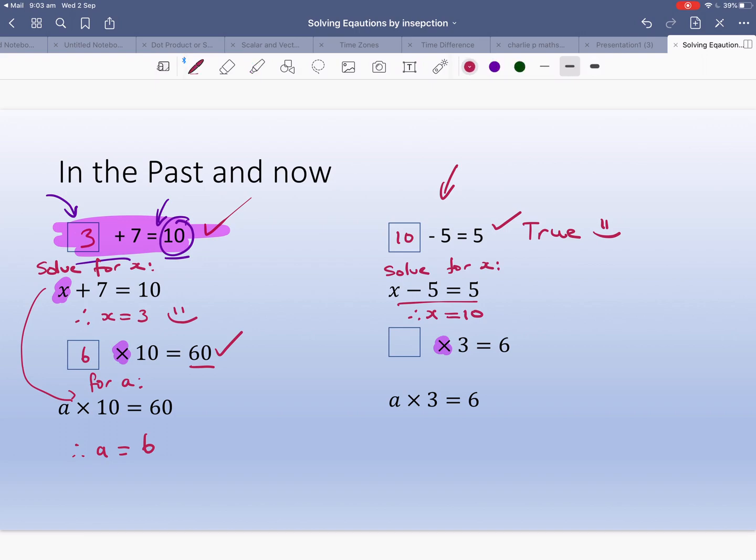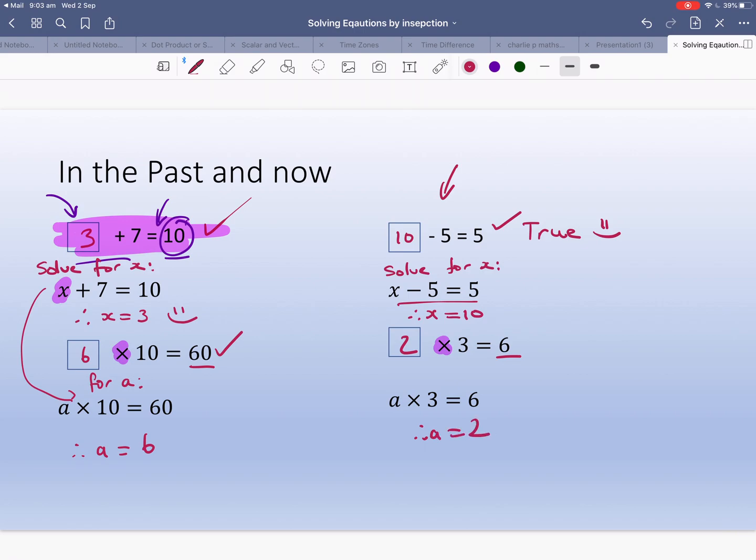Okay. Let's look at the next one. Why don't you pause it and do it? All right. I'm going to clearly see, look, the answer's got to be 6. And I'm going to go 2 times 3 is 6. So if we solve for A, if I put 2 there instead of that, that makes it true. So therefore, A equals 2.